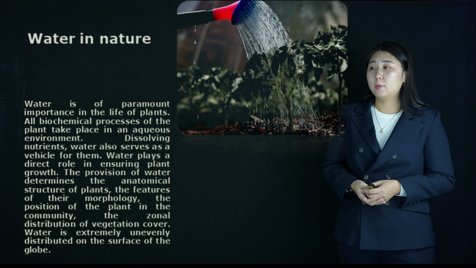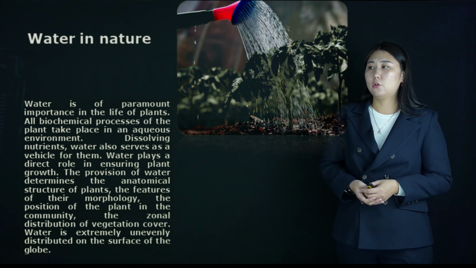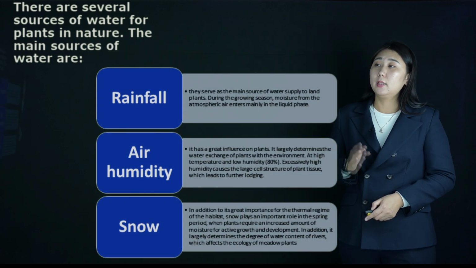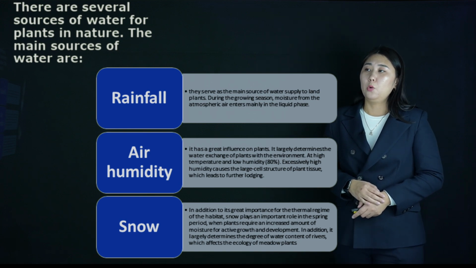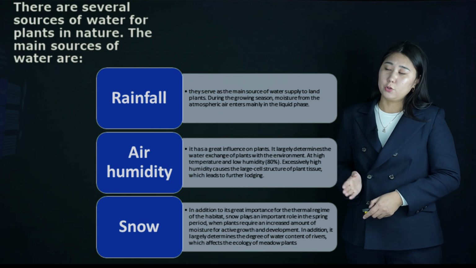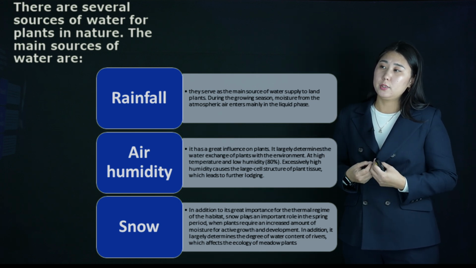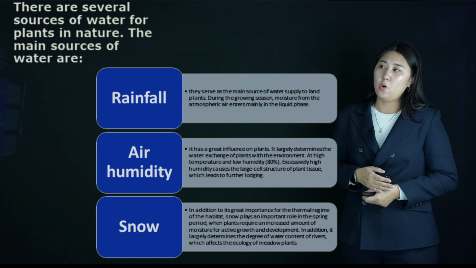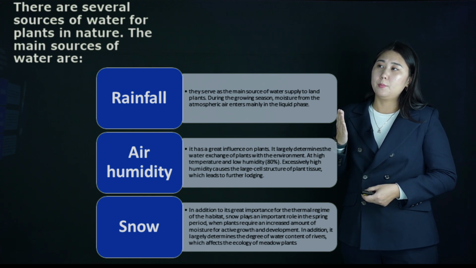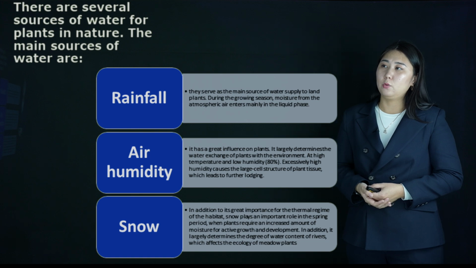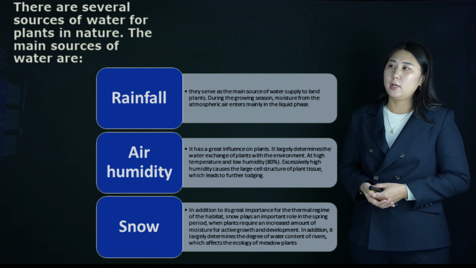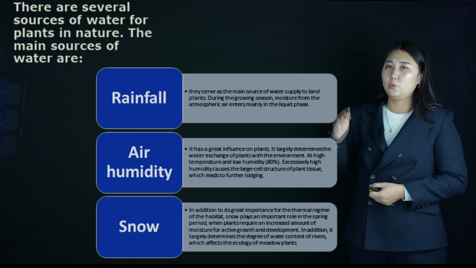Water is extremely unevenly distributed on the surface of the globe. There are several sources of water for plants in nature. We can name three sources of water which enter the plant organism. The first source is rainfall. Rainfall serves as the main source of water supply to land plants during the growing season, bringing moisture from the atmosphere mainly in liquid phase.